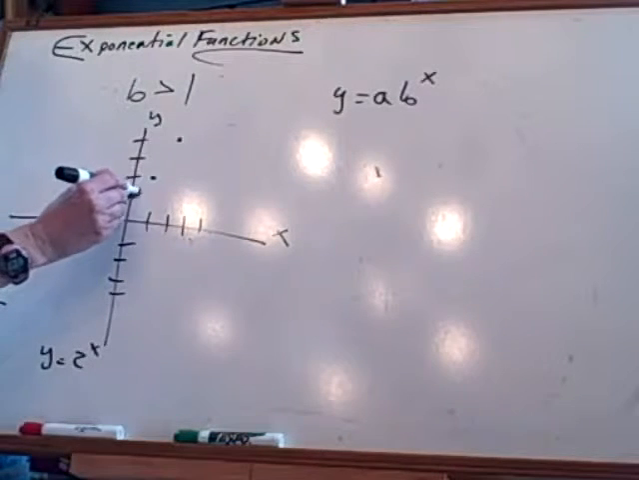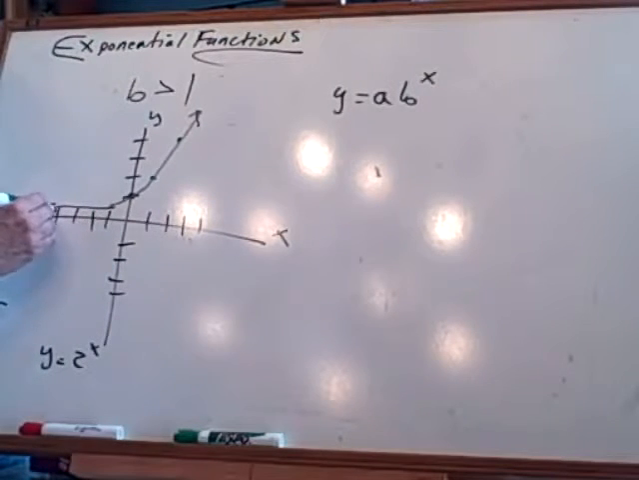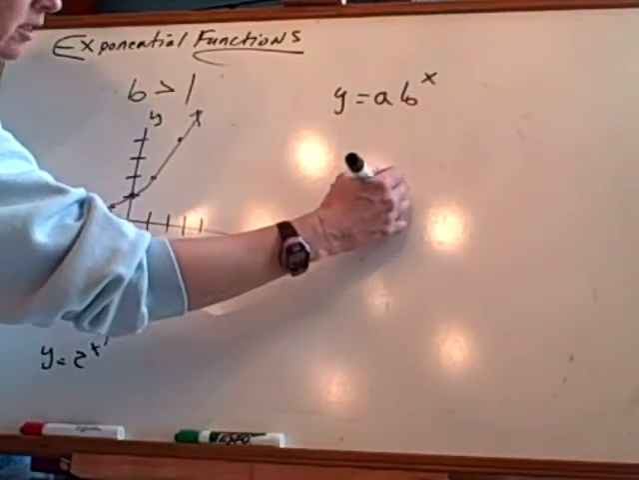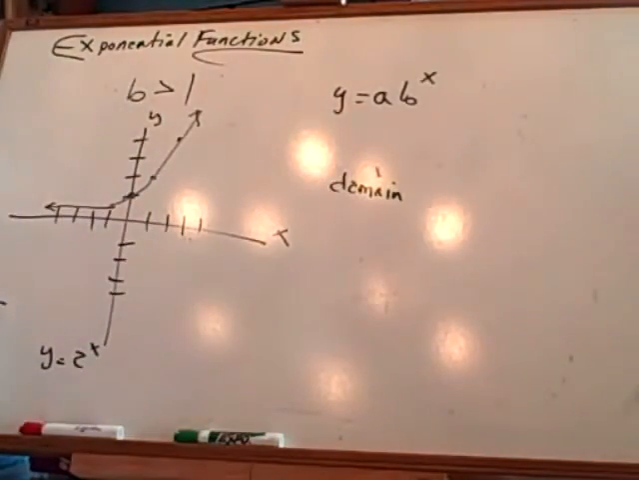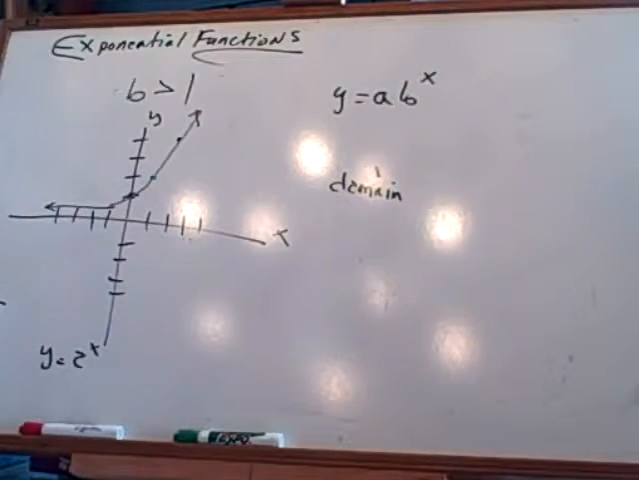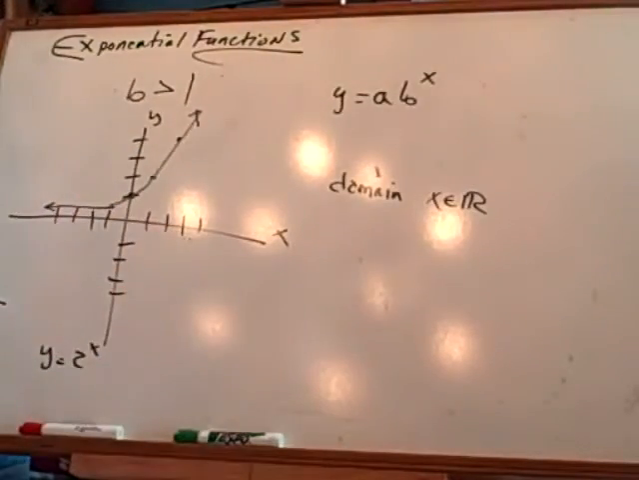Now this graph is going to continue to grow up that way, and this side is going to continue to get closer and closer to the x-axis. So now we can talk about domain, range, and all that kind of thing. What is my domain? Is there anything that I cannot plug in? I can plug in everything. Therefore, my domain is x is an element of the reals, all real numbers.